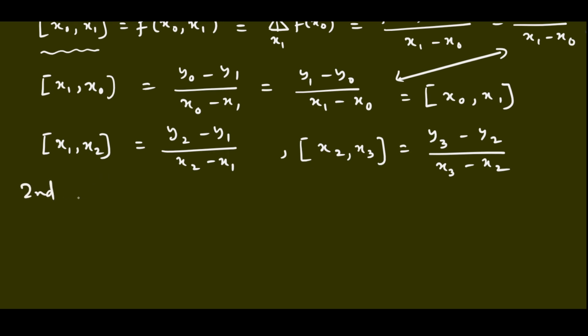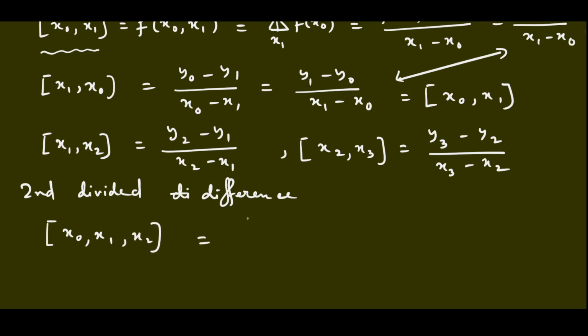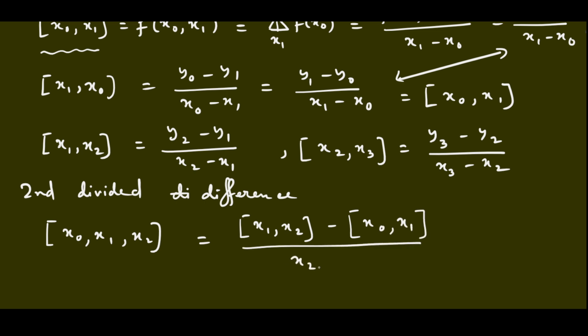So what is the second divided difference? For the second divided difference, we need, suppose, three arguments: x naught, x1, and x2. We write the first divided difference between x1, x2 minus the first divided difference between x naught, x1, the whole thing divided by x2 minus x naught.